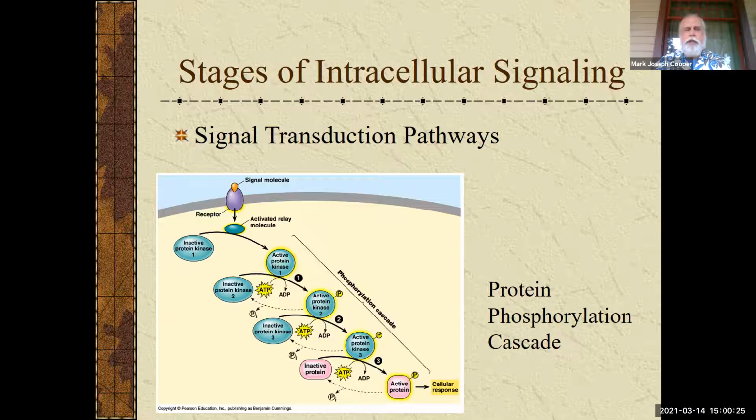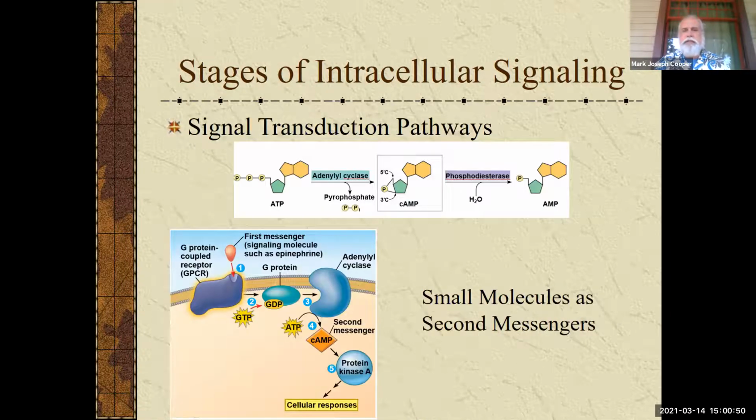And there are lots of different parts of this pathway that you can change to give you a little more fine tuning. So again, a protein phosphorylation cascade where you have all these protein kinases. And what they're doing is just adding a phosphate, and one step sets off the next step, sets off the next step. All right. The second one are using what we call second messengers or secondary messengers.